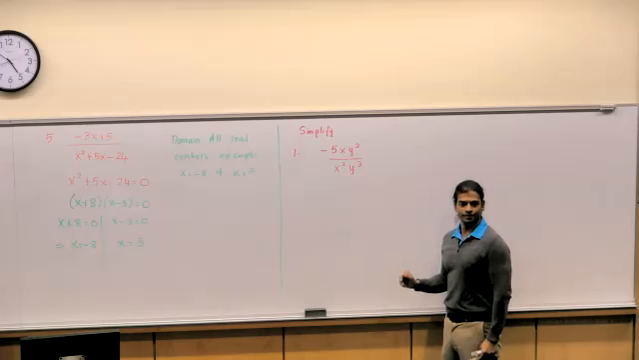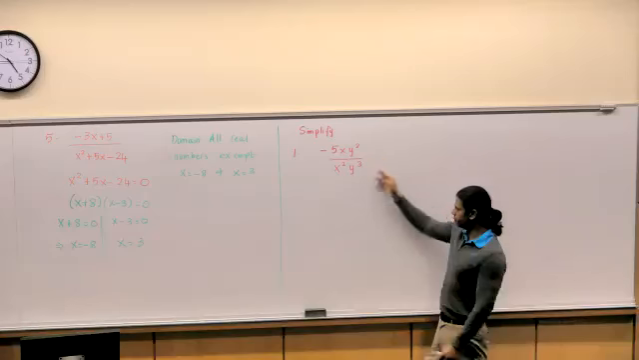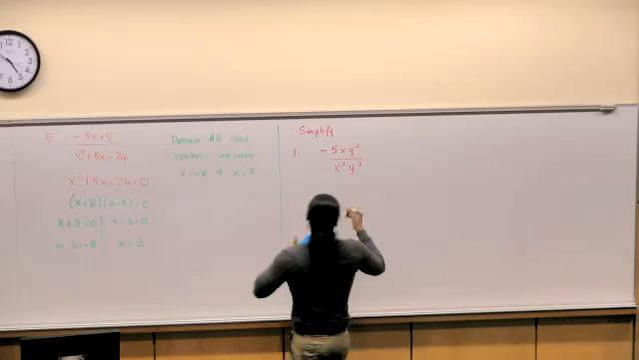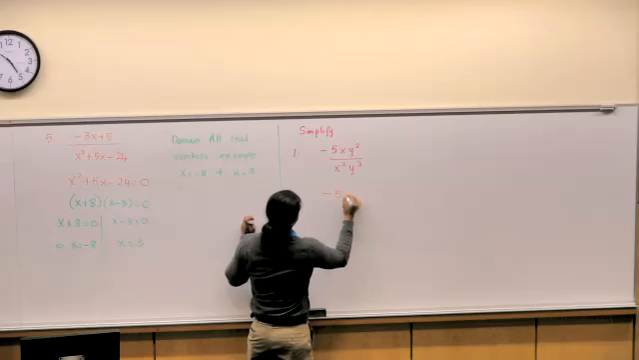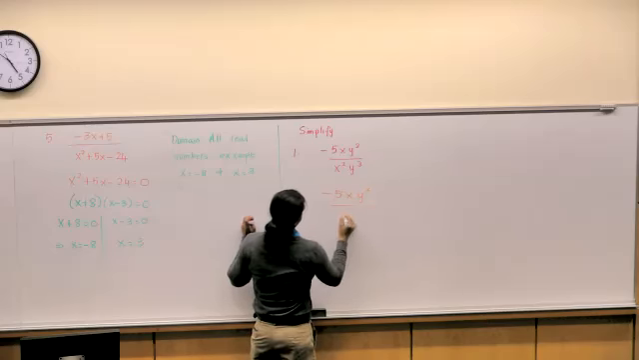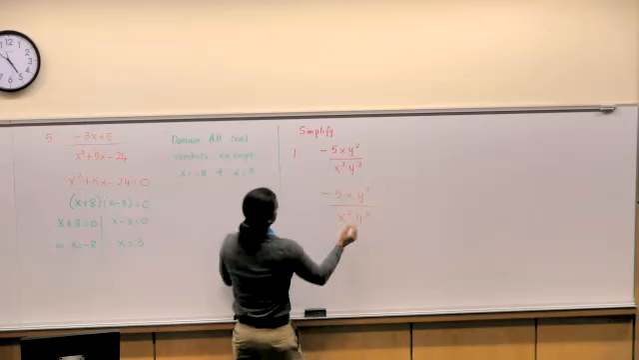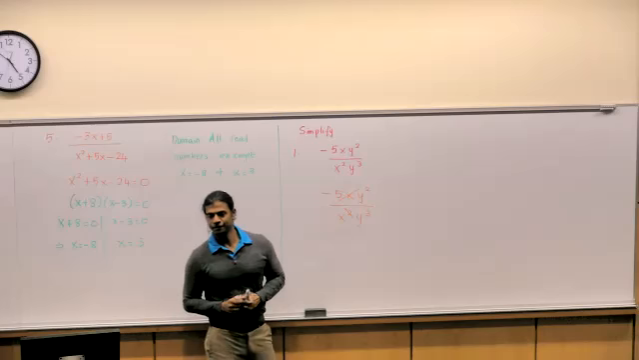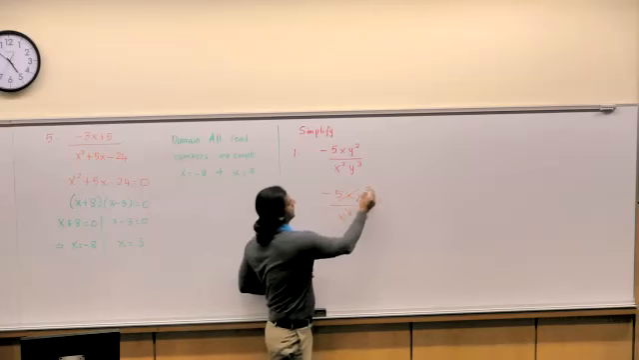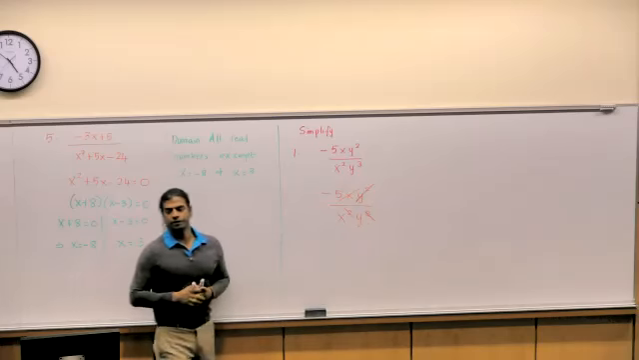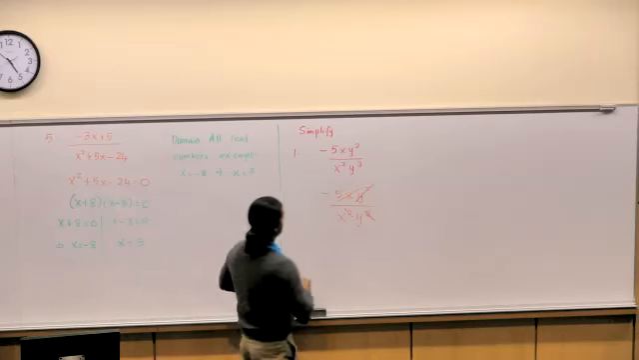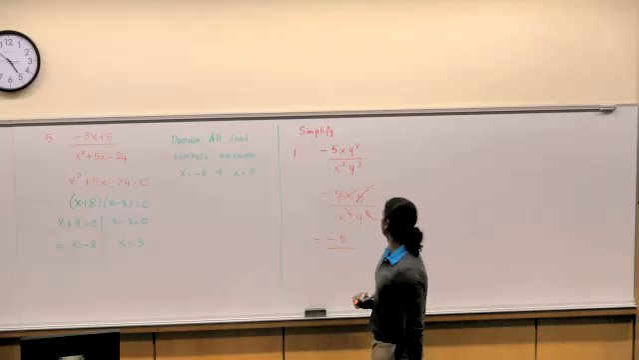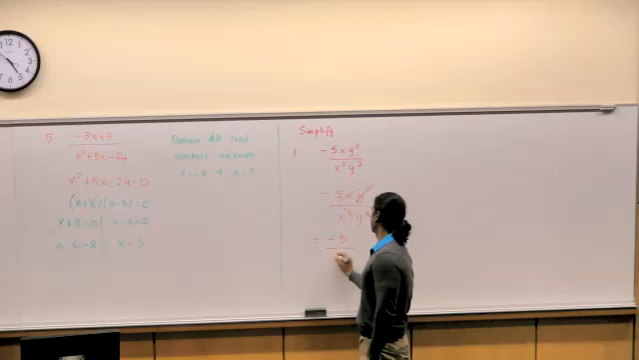Would we be able to cancel terms? Yes. x squared, you lose 1x; y squared, y cubed, you lose 1y. So in the numerator, you will have -5 divided by the denominator, which is x times y.